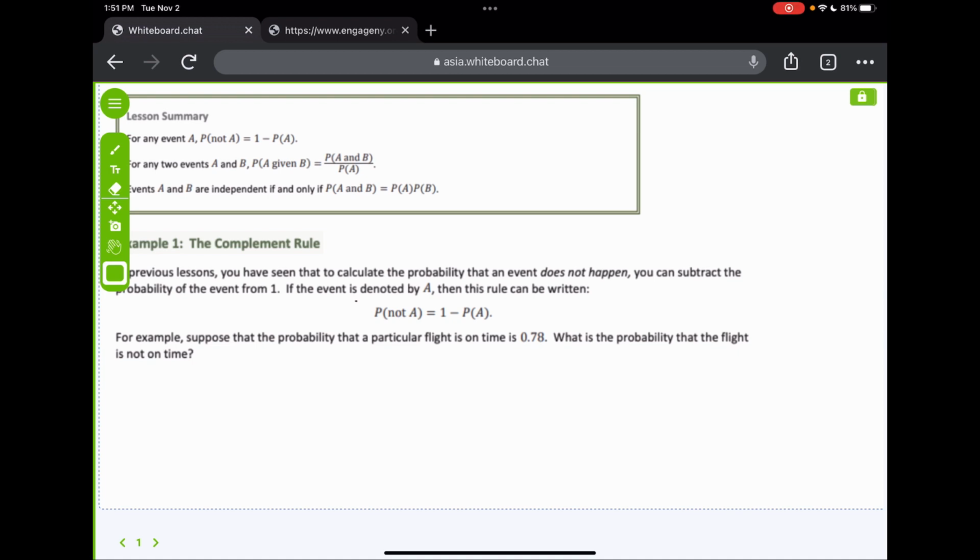Okay, so then we're going to look at independent events. Events A and B are independent if and only if the probability of A and B is equal to the probability of A times the probability of B. And that's when we're looking at whether something is independent or not. That's using the multiplication rule for independent events.